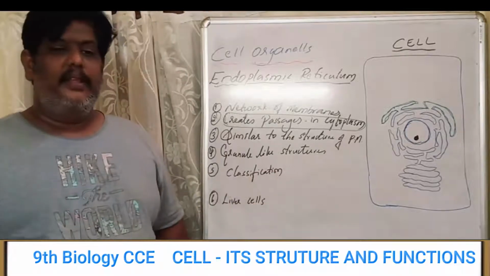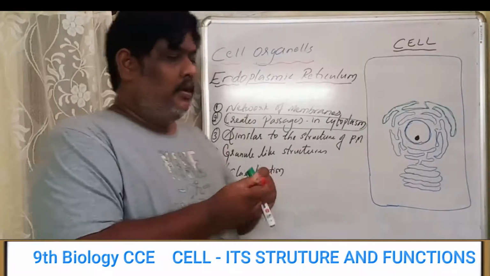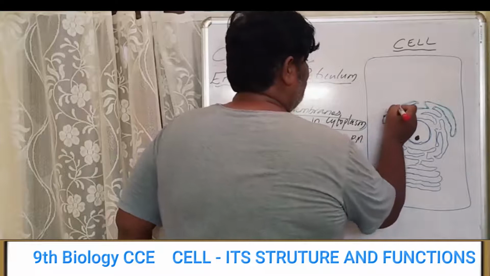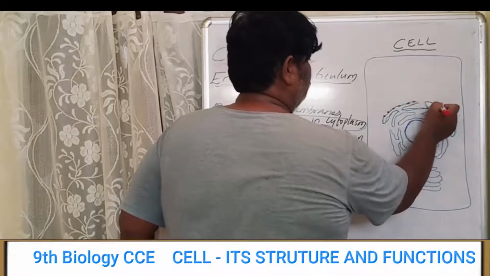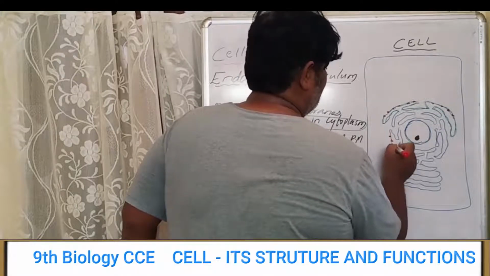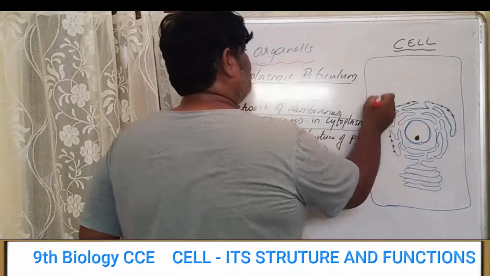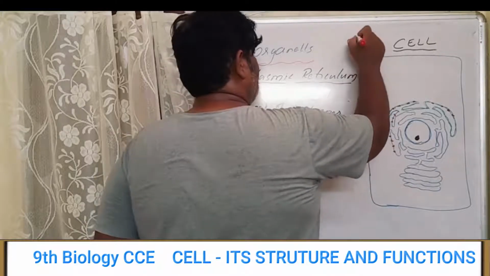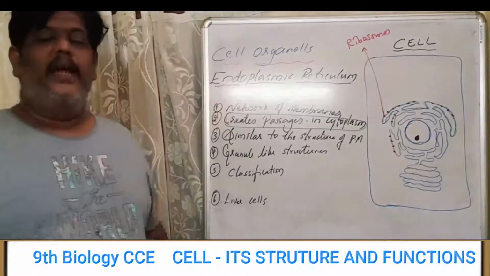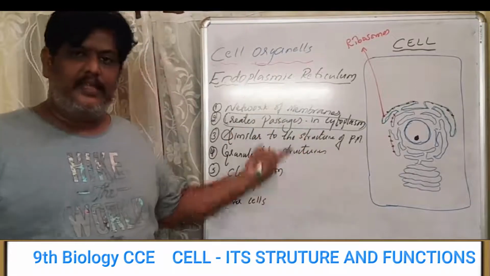The other thing which is very prominent in the endoplasmic reticulum is, you can see here on the endoplasmic reticulum there are some granule-like structures. These granule-like structures are other cell organelles which are called ribosomes. As we have read about the cell wall, the cell membrane and then the endoplasmic reticulum, these are all cell organelles.